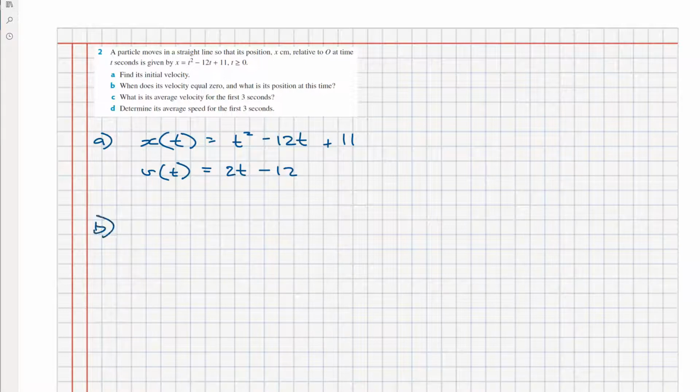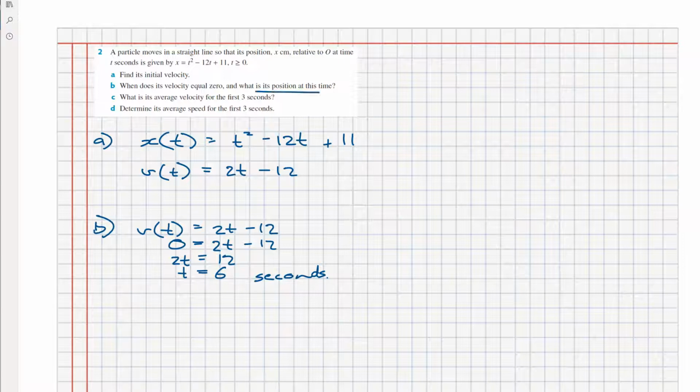Moving on to B, when does its velocity equal 0, and what is its position in time? So to do this one, we grab our velocity function, and it's asking us when is this going to be equal to 0, and to do that we simply set the left hand side to 0 and then simply solve for t. And what we find is that t is in fact equal to 6 seconds. Done. Alright, actually no, not done. We have to find the position at this point in time as well.